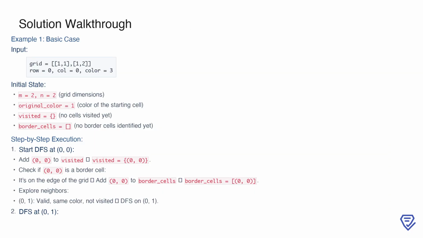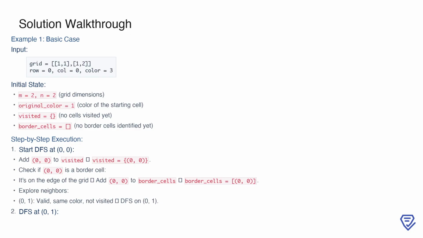In this basic example, we begin by examining the input grid, which is a 2x2 matrix. The starting cell is at position 0, 0, with a color value of 1, and we are tasked with changing the border cells of this connected component to the new color, 3. First, we initialize some variables: the grid dimensions, the original color of the starting cell, and 2 empty sets, one to track visited cells and the other to store border cells.